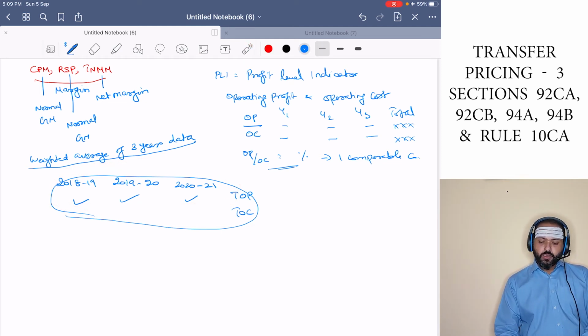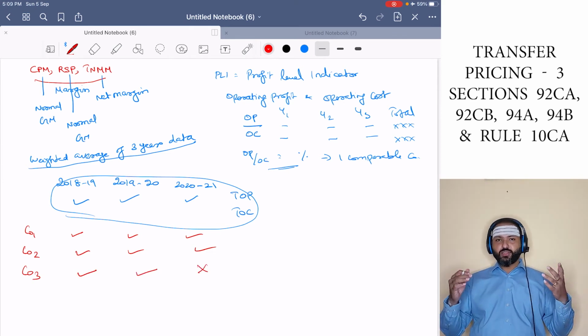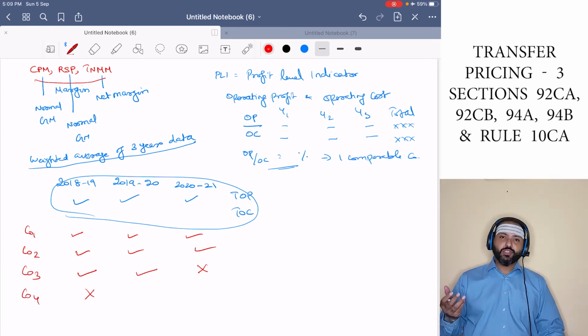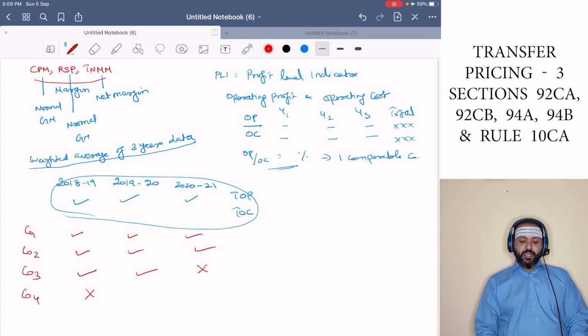Okay. Now, there is company 1. Data is available for this year, this year, this year. Company 2. Data is available for all 3 years. Company 3. Data is available for this year and this year, but data is not available for the 3rd year. Company 4. No data is available for the 1st year because the company was not in existence. 2nd year data is available, 3rd year data is available.